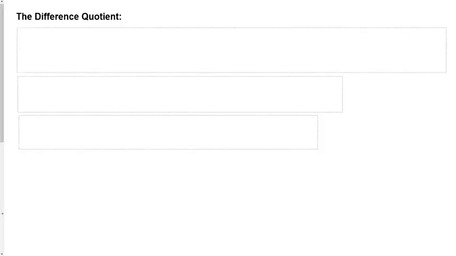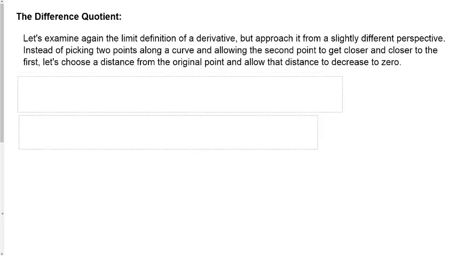Let's examine again the limit definition of a derivative, but approach it from a slightly different perspective. Instead of picking 2 points along a curve and allowing the second point to get closer and closer to the first, let's choose a distance from the original point and allow that distance to decrease to 0. This is what is known as the difference quotient when we get to it.